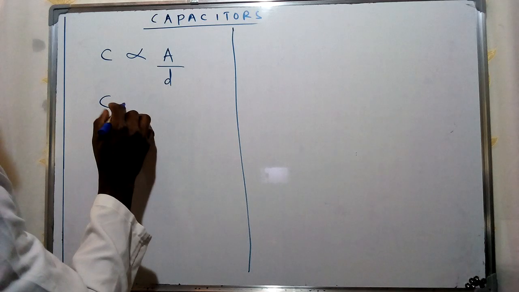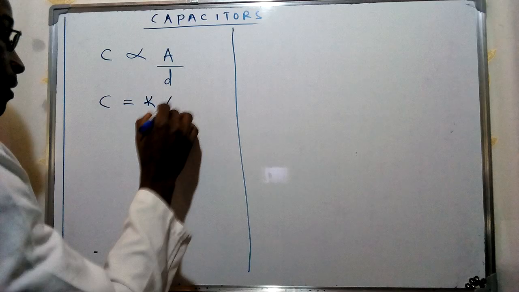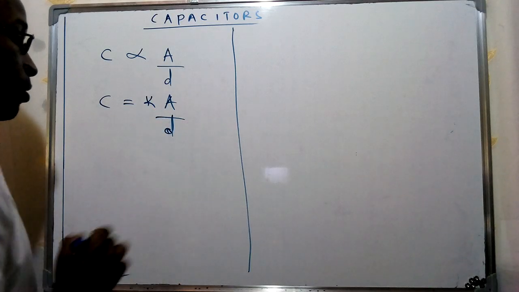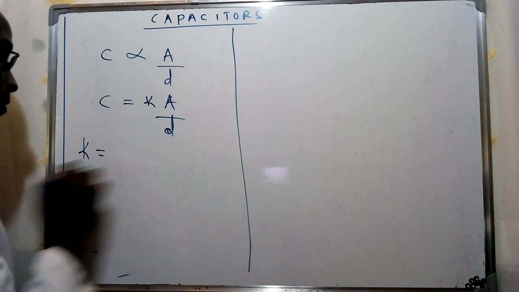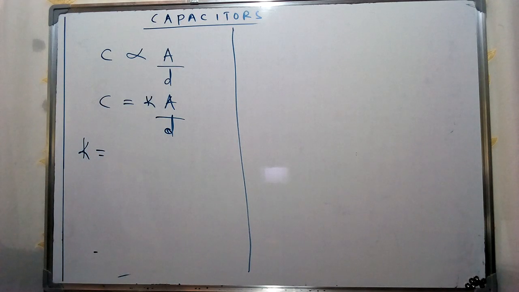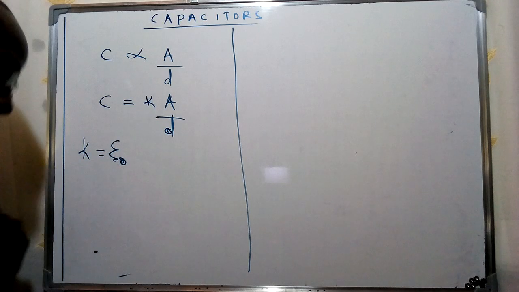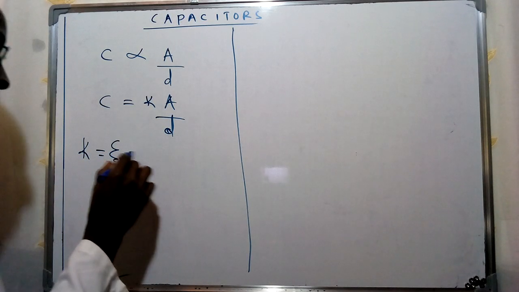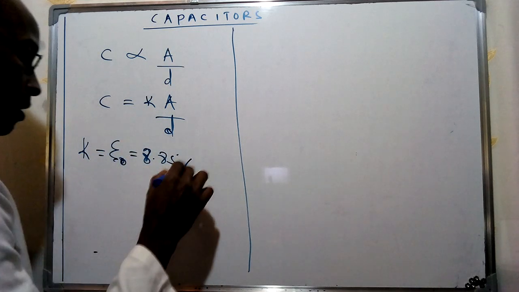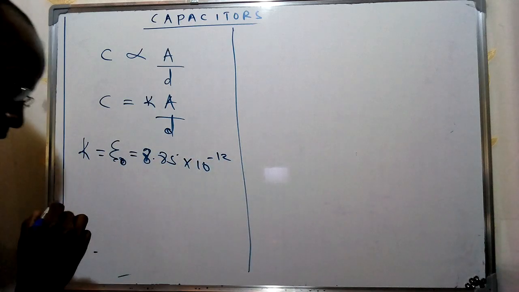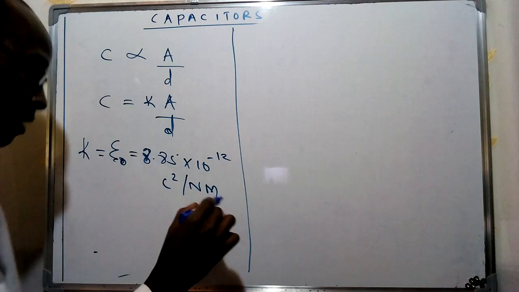an equation for this one, whereby C is having a direct relationship to A over d by introducing a constant. Now, this specific constant is going to be a permittivity of course, which we had mentioned. And this permittivity can be given in terms of epsilon naught. And this is a constant given as 8.85 times 10 negative 12 Coulomb square per Newton meter square.